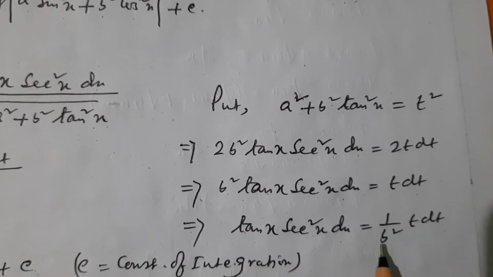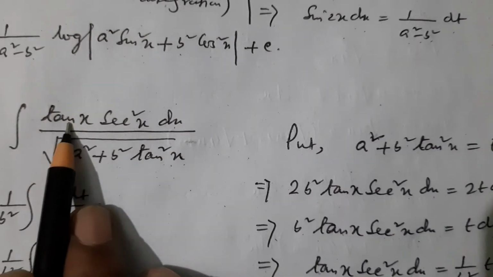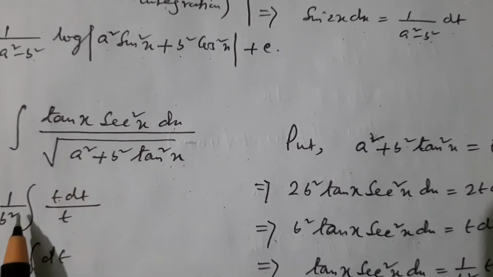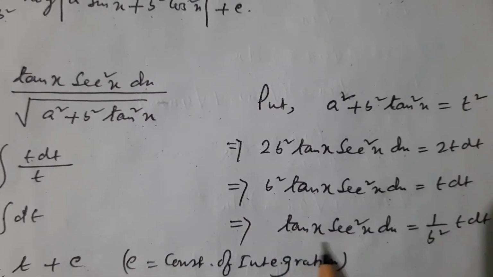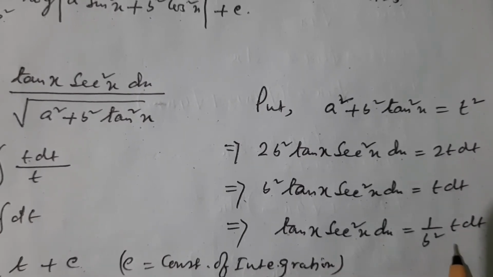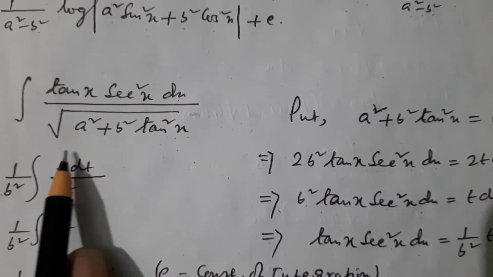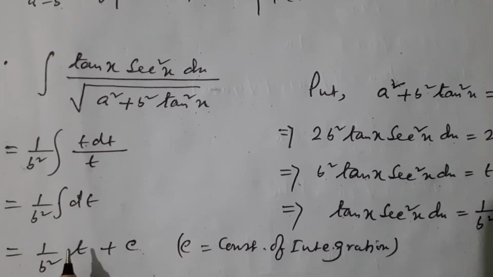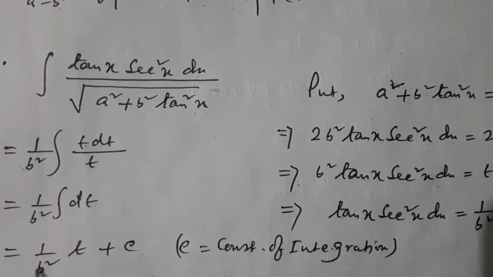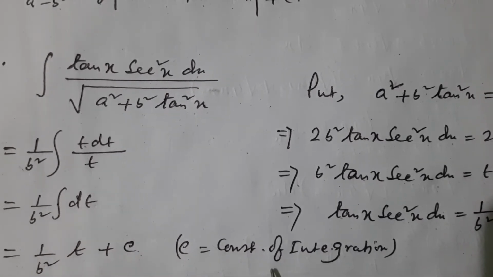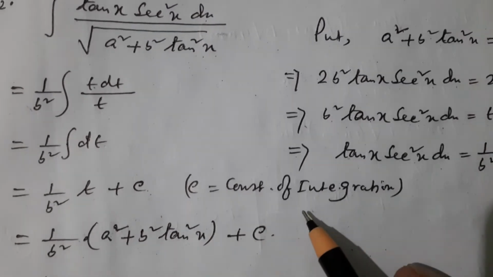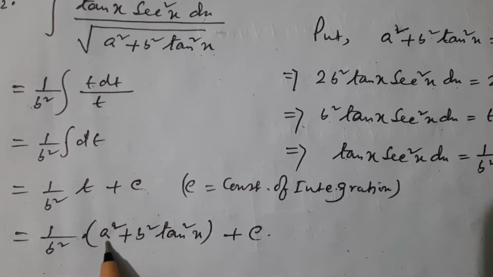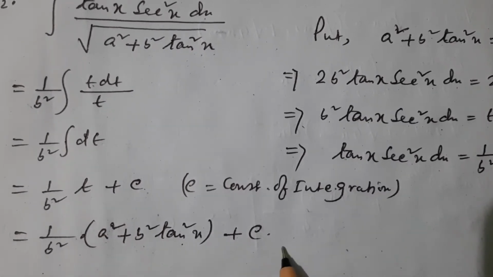We substitute these values. Integration of tan x sec square x dx divided by square root of a square plus b square tan square x, that is equal to 1 by b square t dt divided by t. 1 by b square is out of the integration, and t dt divided by t, dt deducted, ultimately we get 1 by b square into integration of dt, that is equal to 1 by b square into t plus c, and c equals constant of integration. Substitute the value of t here: 1 by b square into square root of a square plus b square tan square x, plus c.